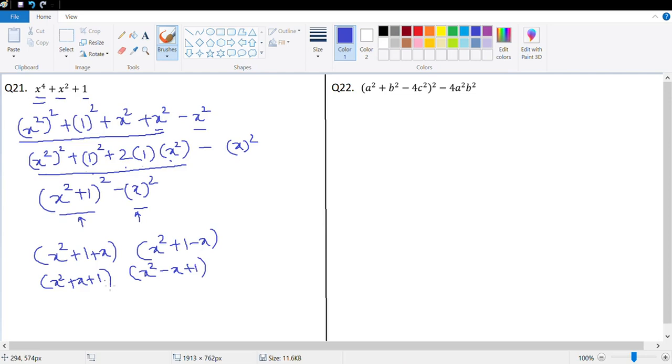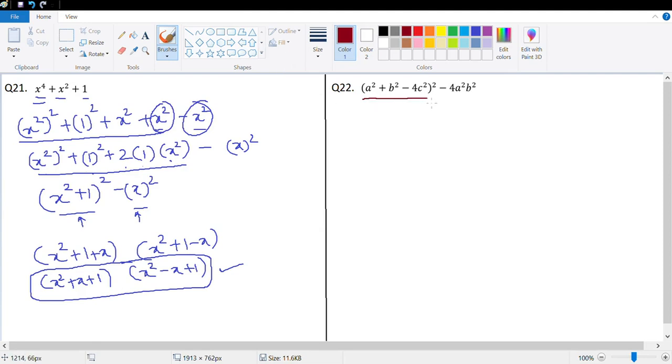If I were to factorize this as a quadratic expression, I need to find factors of 1, the sum of which will be 1. That's not possible. And similarly, the factors of 1, the sum of which will be negative 1. That's also not possible. So this is my final answer. So you can put a small star on this question because this question had us add a number on our own and subtract a number on our own to make it factorizable. Let's look at question number 22.